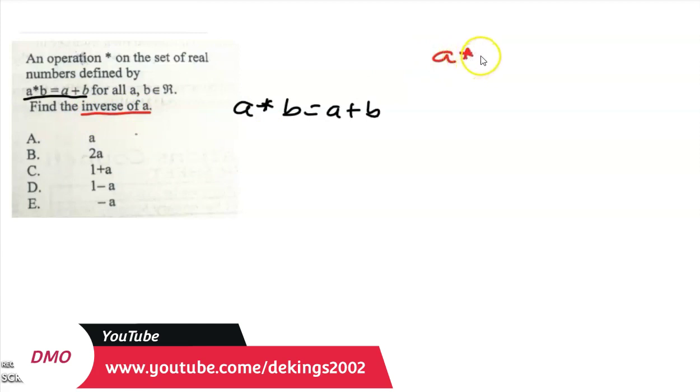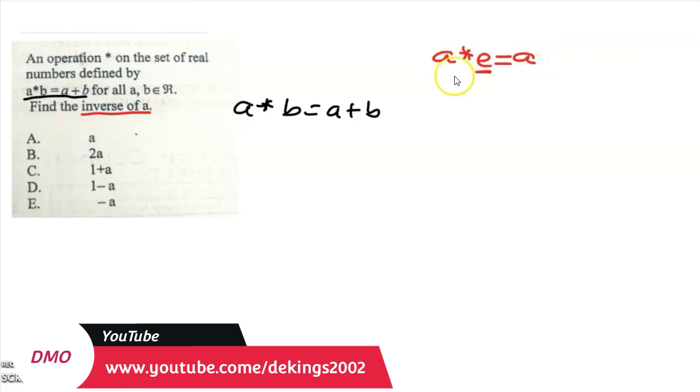asterisk B, then for you to have an inverse, there must be an identity. This identity is known as E. So if you have A asterisk E, this must be equal to A. That is, the identity here is the number that when you multiply by this A, you get your A back.